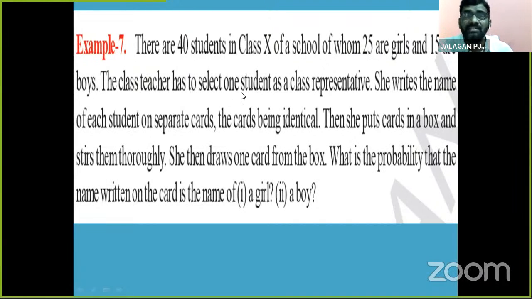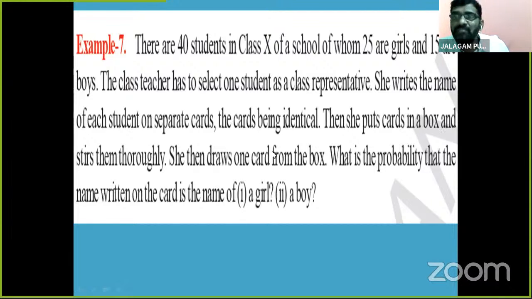And the class teacher has to select one student as a class representative, as a class leader. If we select one student as a class representative, she writes the name of each student on separate cards, the cards being identical. So 40 students' names are written on separate cards. So 40 cards are there, each with one name.